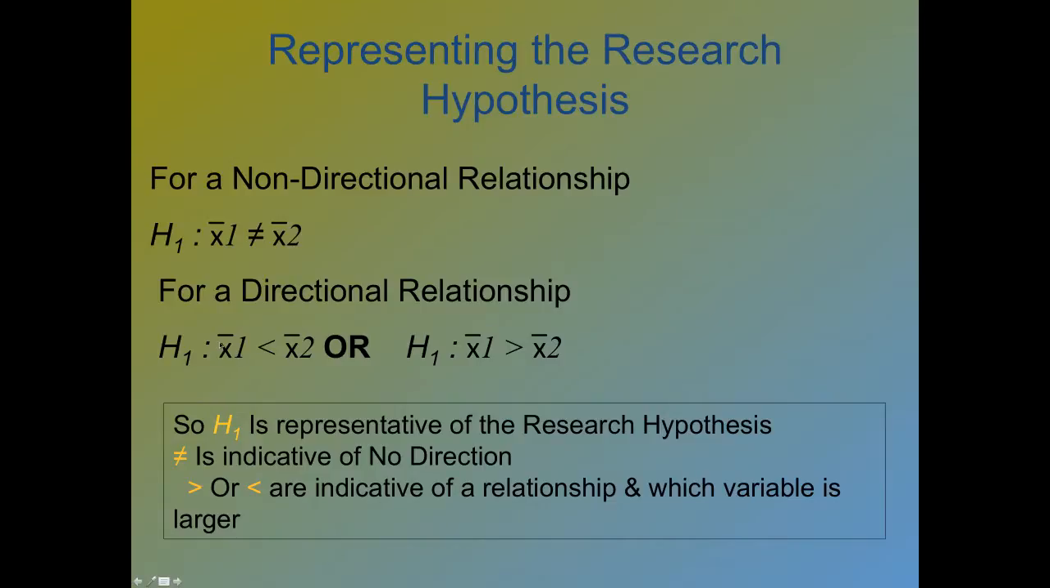So it's either going to be the mean of variable 1 less than the mean of variable 2, depending on how you're stating it, or the mean of variable 1 is greater than the mean of variable 2. We're going to give specific examples when we actually try to solve some problems. But for now, just know the difference between a non-directional and a directional hypothesis. So this is how we write a non-directional, and this is how a directional looks.